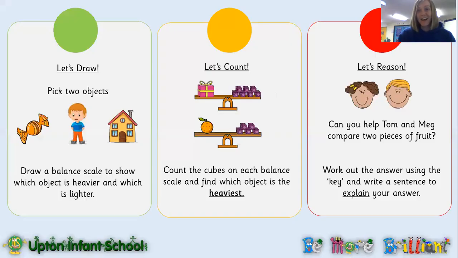Okay, let's get started with our challenges today, because as always, we are setting you 3 challenges and you can pick which one you want to try and complete. So the green challenge today says, let's draw. And you have got to pick 2 objects. We've got a sweet, a boy, and a house. And you have got to draw a balance scale to show which object is heavier and which is lighter.